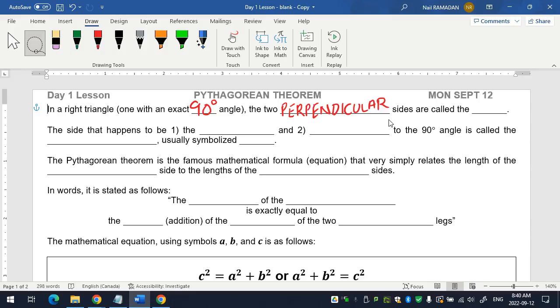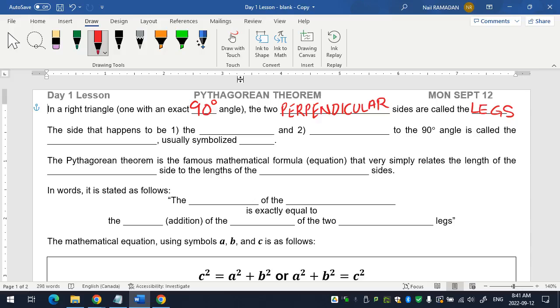So obviously, we don't want to keep calling them perpendicular sides all the time. We have a shorter word, and it's the short word used in all math books. It's called the legs. So the two perpendicular sides are called the legs of the right triangle. L-E-G-S.